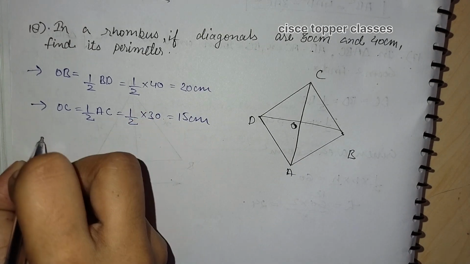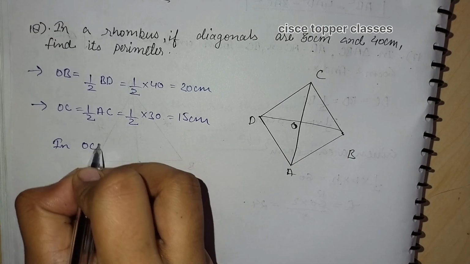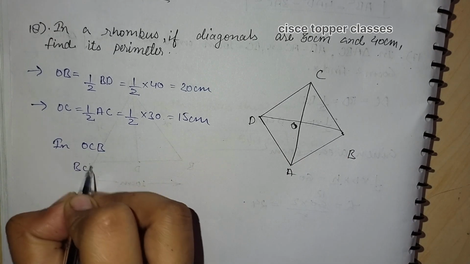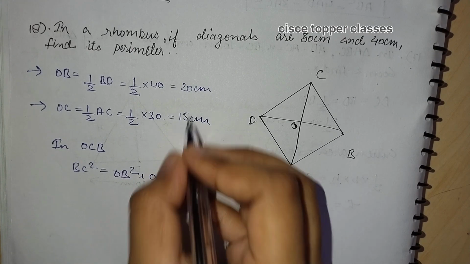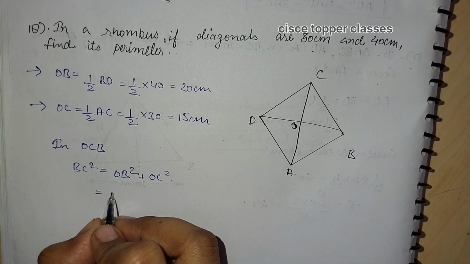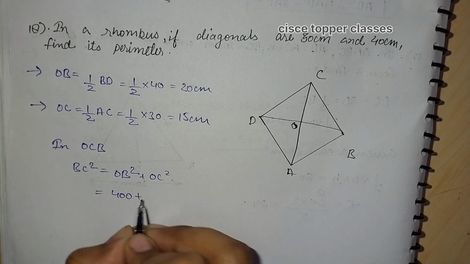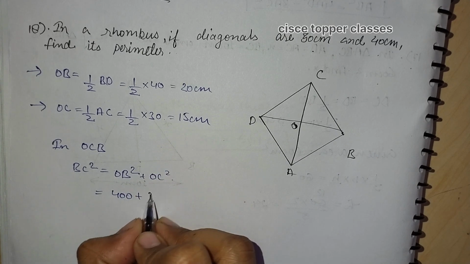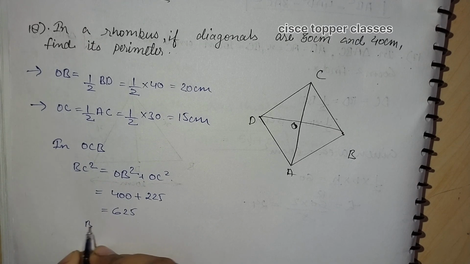So to find the one side, we can simply write in triangle, whatever triangle we take, let it be OCB, and BC square we have to find, then OB square plus OC square. We will put the value here. So this will be 20 whole square, which is 400, plus OC square, which will be 15 whole square, this will be 225. We will add this and get 625. BC from here we get 25 centimeter.